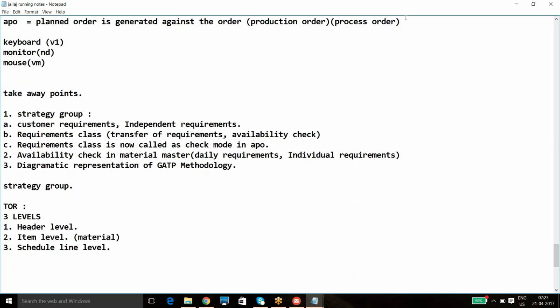Let me know once you are able to see the SAP screen. Arvind, my question was still, maybe you can answer later: if I do not define the strategy group in the material master, how can I see the check mode in the product master at location level? If you don't want to use the strategy group, I have told you about the MRP group, right? One minute, I will show you on the screen. Maybe that will help you.